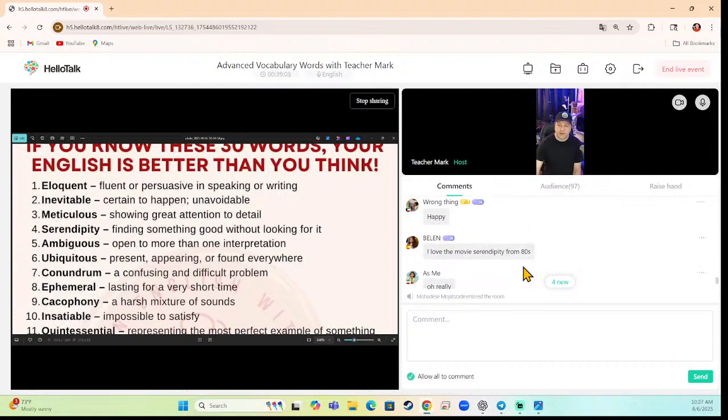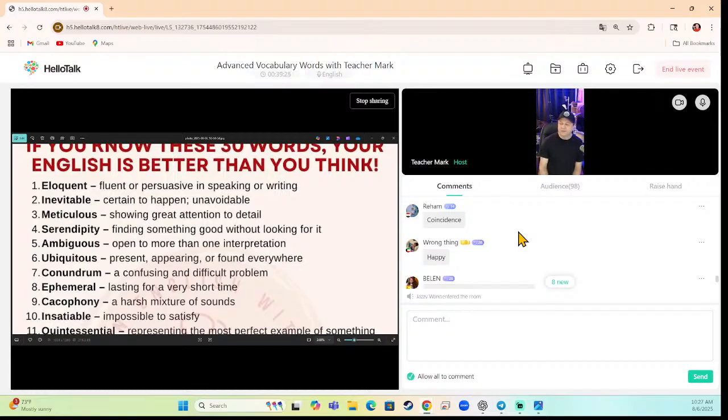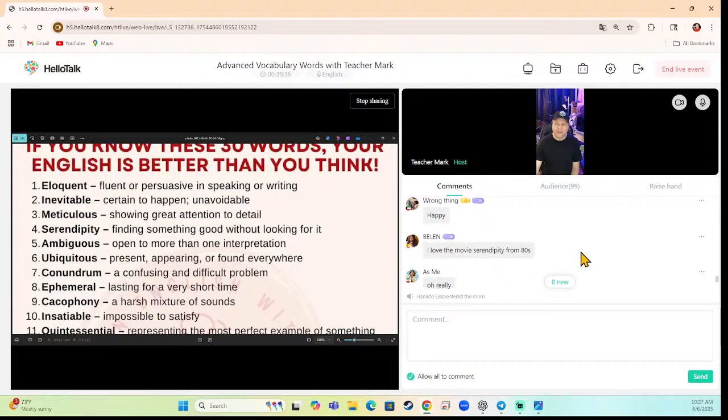Serendipity. Okay? It's a little different. It's a little different than coincidence. Coincidence is more analytical and logical. Serendipity is more poetic. Okay, it's literary more. Okay?